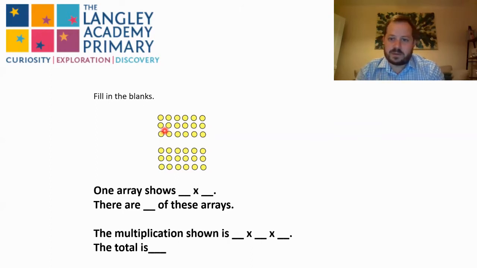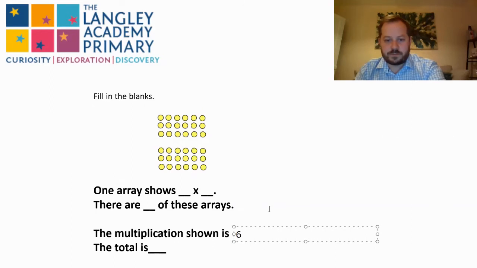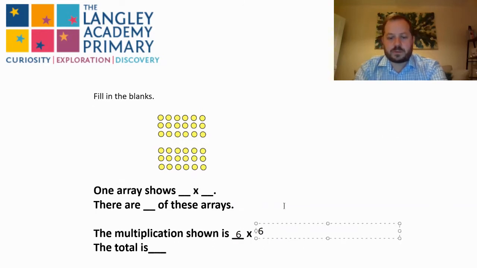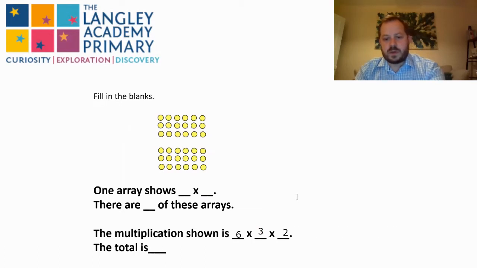But we can do it in a different way, and it doesn't matter which way around we do it. So if we put down here, we are doing 6 times 3 times 2, and we're saying our total is 36. And we can always check that. We can count how many actual counters we have up here. Let's do that quickly just to make sure we're right.